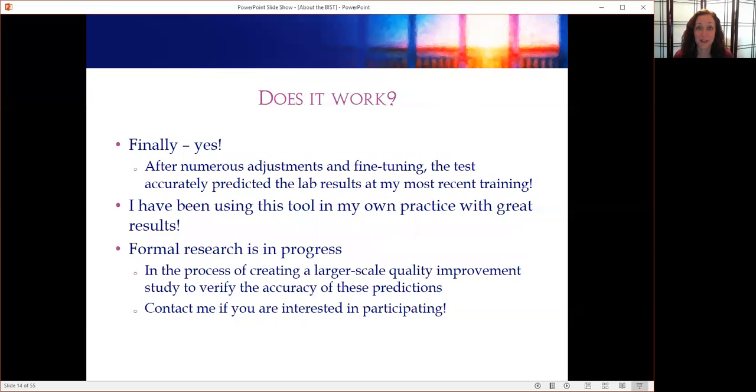And does it work? This is the big question. And finally, after 2 years of tweaking, yes, it does. I feel really confident in saying that. After numerous adjustments, the test accurately predicted the lab results for all of the patients at the training I went to most recently, and I'm really pleased with how well it's turned out. I've been using this tool myself during the course of its development with really great results. There's actually some formal research in progress, and we're in the process of creating a larger scale quality improvement study to verify the accuracy of these predictions. And if you're interested in participating in our research project, definitely contact me. We'd love to hear from you.